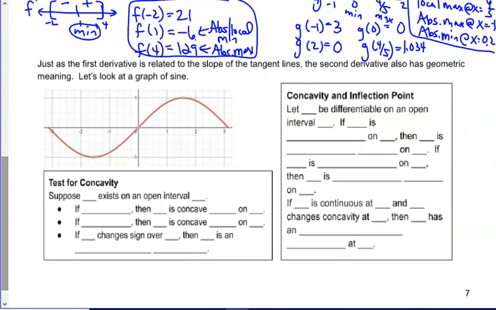All right, and looking into our last piece here for derivatives and what they yield for us on our graphs. First derivative is related to the slopes of the tangent. It gives us increasing, decreasing. It gives us a local max and a local min. The second derivative of a function is actually also going to have some geometric meaning as well. So this is just a curve of the sine curve.